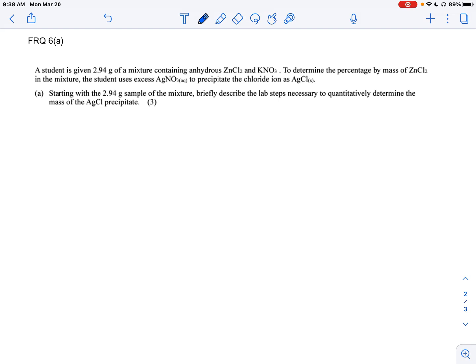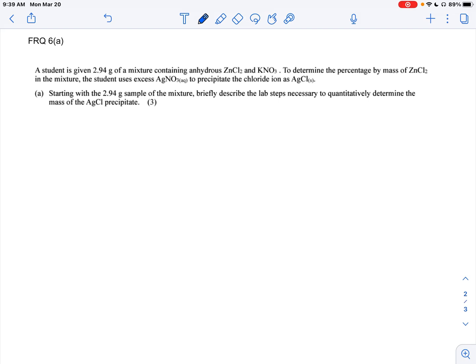However, the biggest mistake people make on this type of question is that they do not start by dissolving the sample. When it says you are given a mixture containing zinc chloride and potassium nitrate, you have to assume that that is just a mixture of the solids. Unless they say it is already in solution, you have to assume it is just the solids.